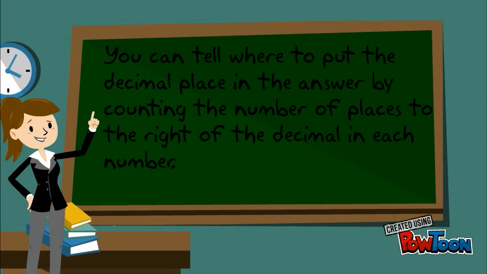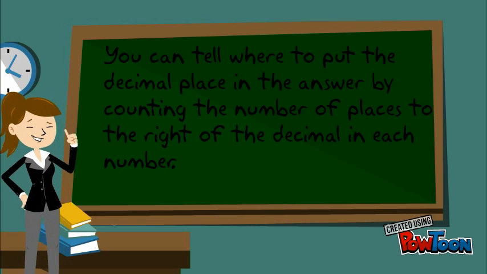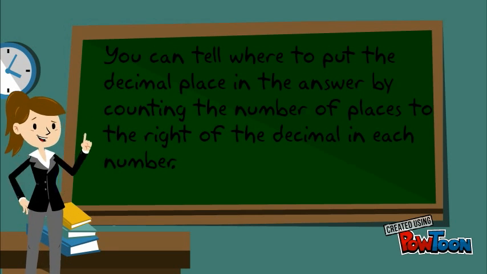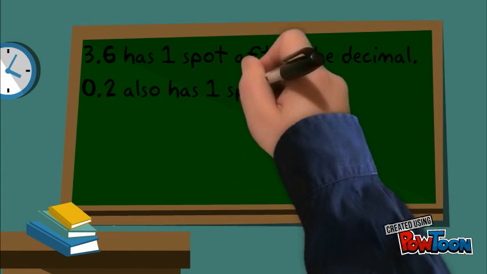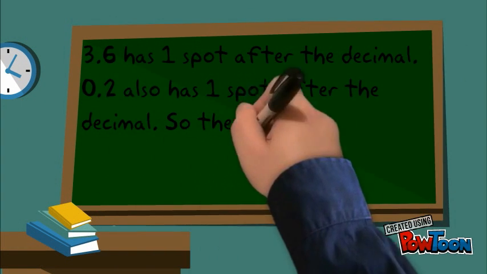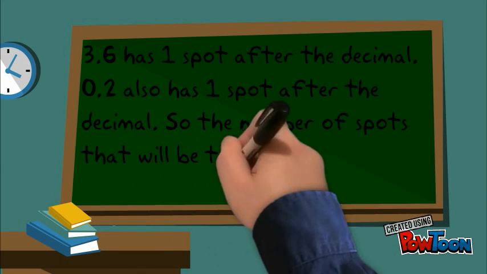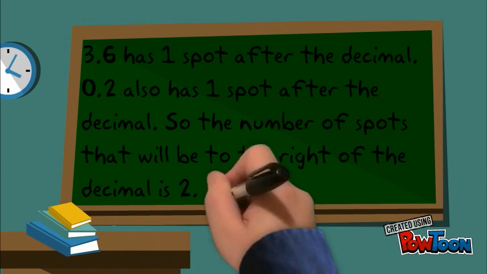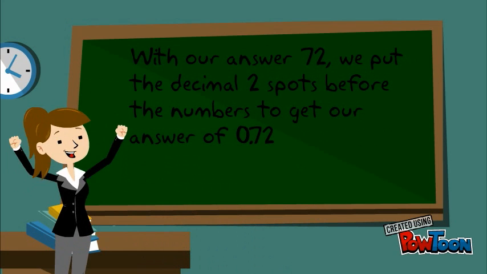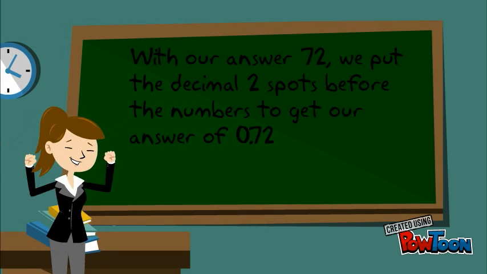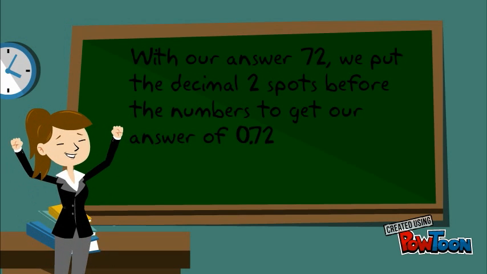You can tell where to put the decimal place in the answer by counting the number of places to the right of the decimal in each number. 3.6 has one spot after the decimal. 0.2 also has one spot after the decimal, so the total number of spots that will be to the right of the decimal is 2. So with our answer 72, we put the decimal 2 spots before the numbers to get our answer of 0.72.